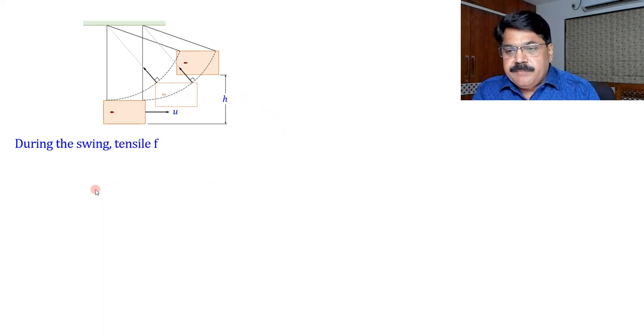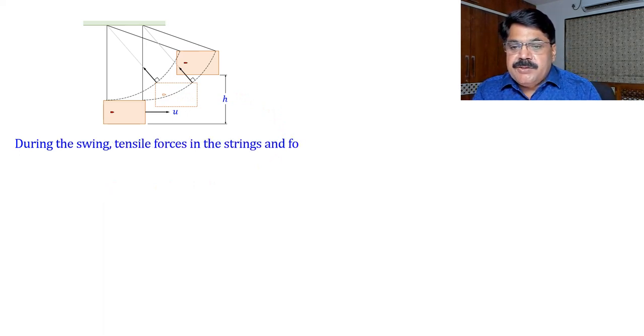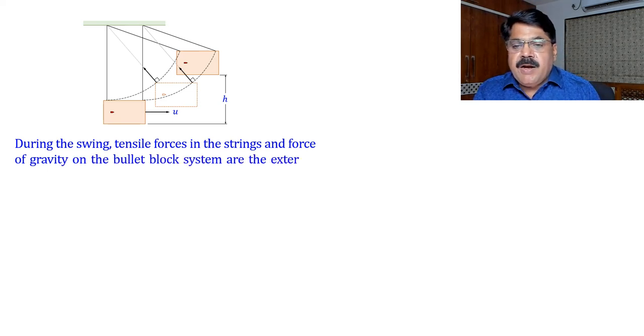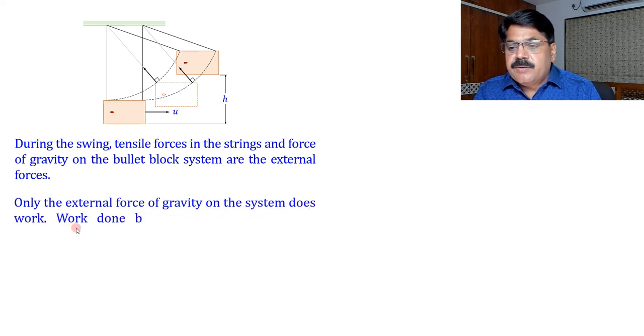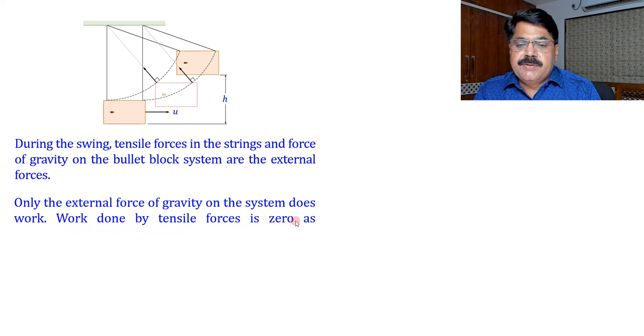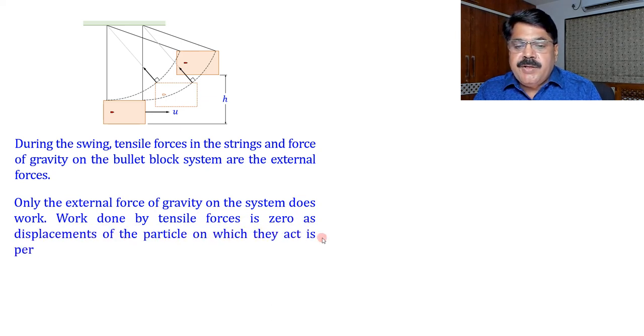During the swing, the tensile force in the string and the force of gravity on the bullet block system are the external forces. And how can we calculate their work? Only the external force of gravity on the system does work. Work done by the tensile force is 0, as the displacement of the particles on which it acts is perpendicular to the force. It will always be perpendicular. So work done by tension will be 0. So only the work done by gravity we have to consider as external.